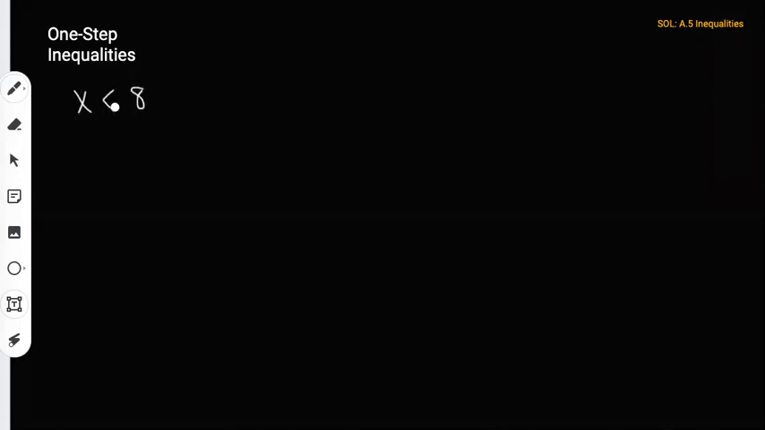Let's say x is less than 8. You're going to see the symbol that's going to point to the variable. And this is going to be a less than. X is less than 8. And when we have a less than, when we graph, we use an open circle on a number line. So we're going to use an open circle for the less than.